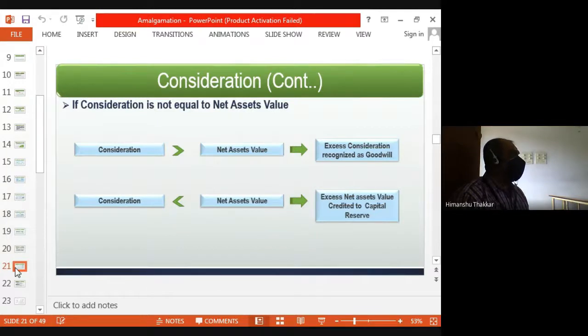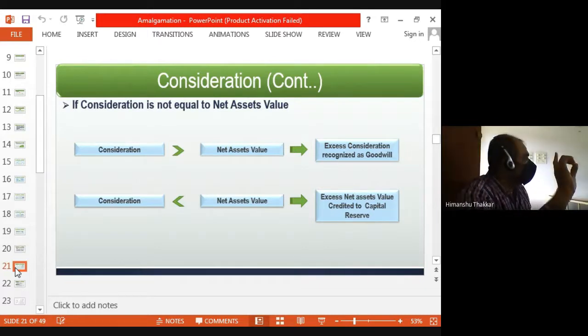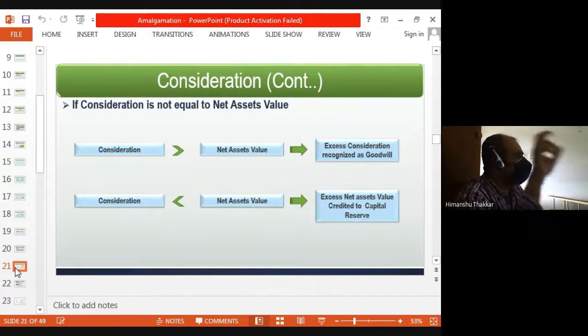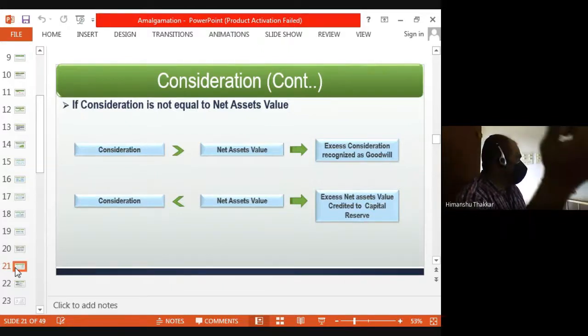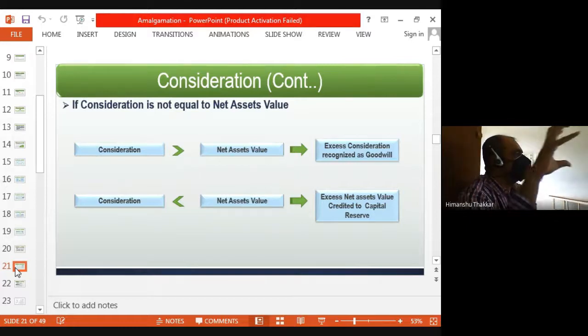And mark my words, if you do two sums properly, I'm telling you the number, illustration 9 and illustration 10, which is there in the book. If you just do two sums, you can never get 80 KT in this subject. It is so easy to understand and do the sums of merger and purchase. Just two sums.